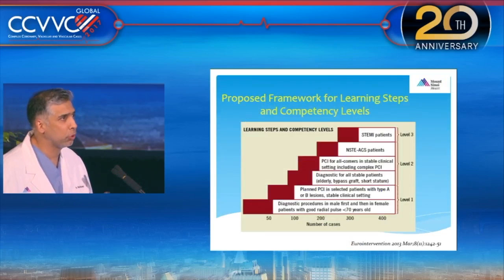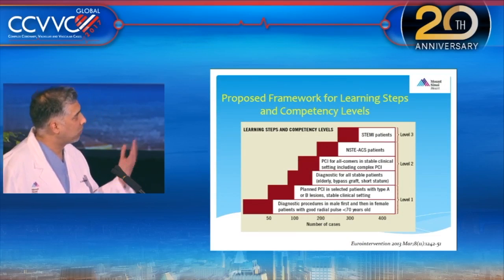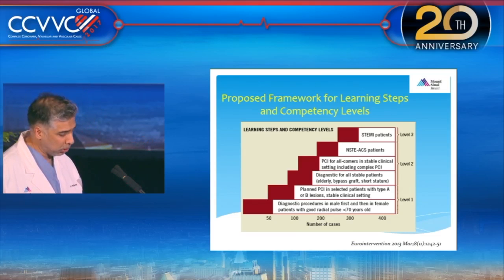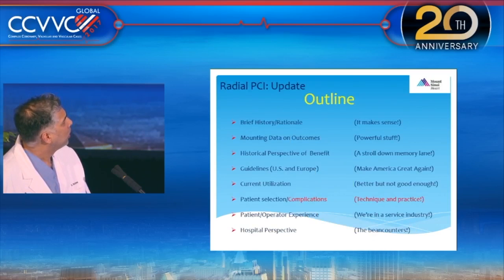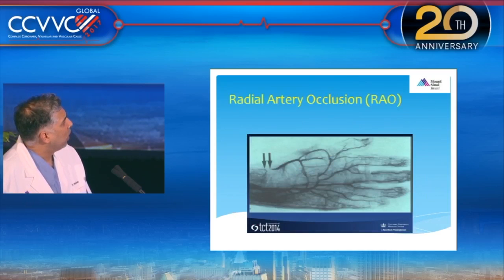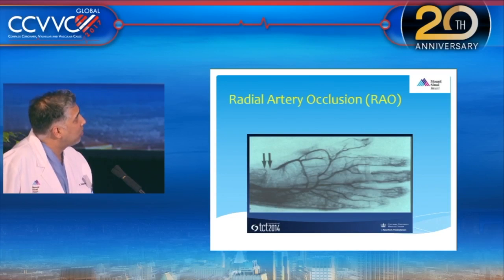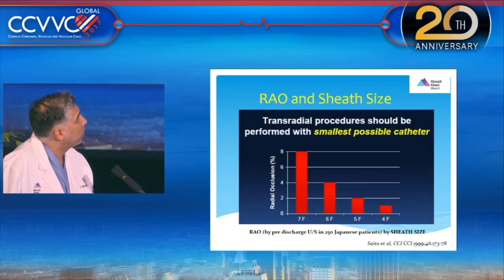So it's very important to choose wisely, and I think this is laid out in this framework where when you start doing this procedure and you have less experience, you should do it on easier patients, men less than 70 with good pulses, and then it kind of escalates as the complexity escalates. What about complications? Radial artery occlusion is something that people worry about. It's actually asymptomatic. Here's a picture of the occluded radial.